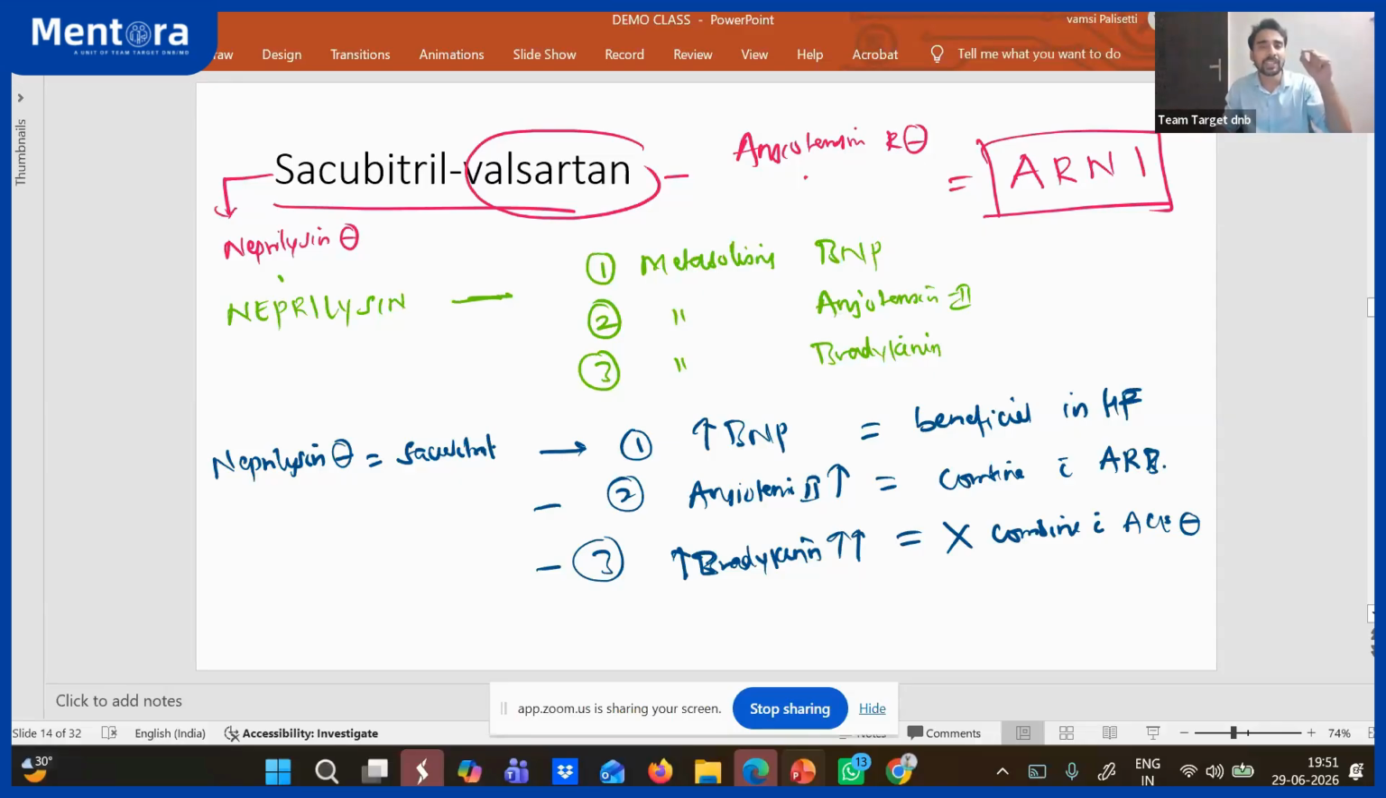When you give the neprilysin inhibitor sacubitril, what is going to happen? BNP is not metabolized. BNP is elevated. More natriuresis, more decrease in preload, more improvement in heart failure. Right? Similarly, if you give sacubitril, what is going to happen? Angiotensin 2 is not metabolized, so angiotensin 2 levels are elevated. So that's why always combine with an angiotensin receptor blocker. Okay. And similarly, if you give sacubitril, bradykinin is not metabolized, bradykinin is elevated. So that's why you should never combine with ACE inhibitors.